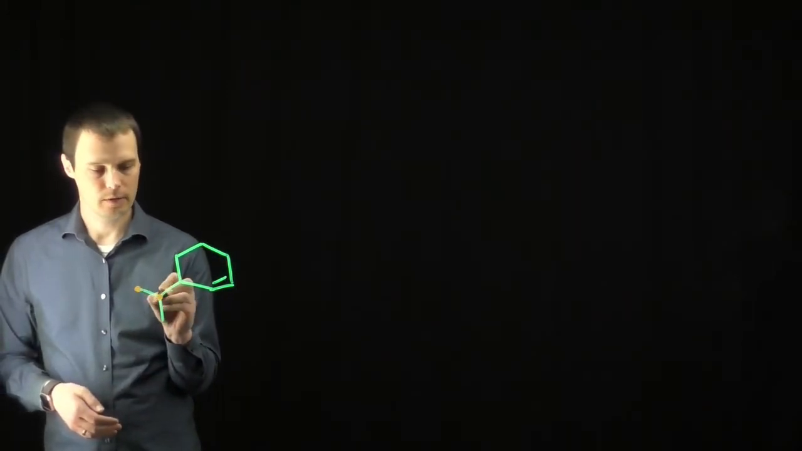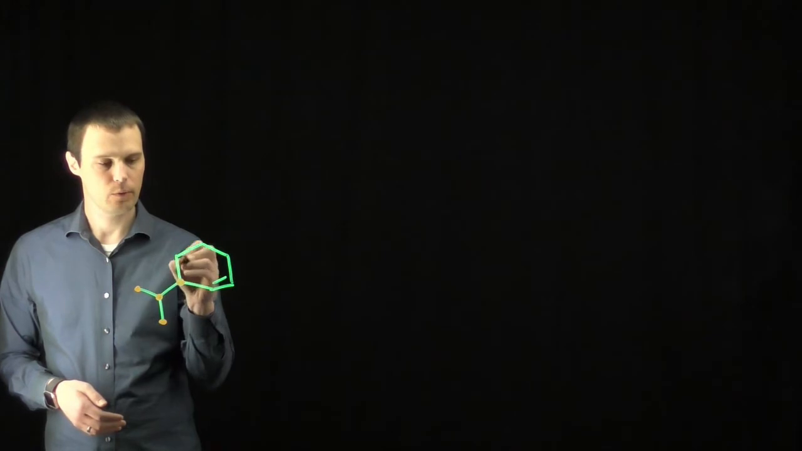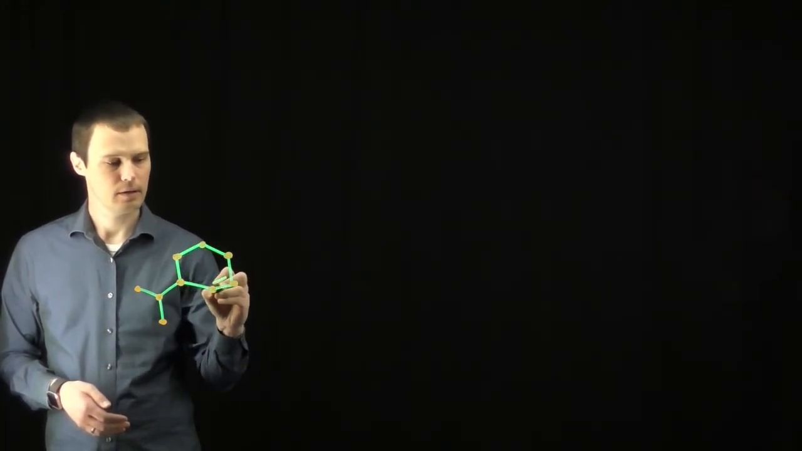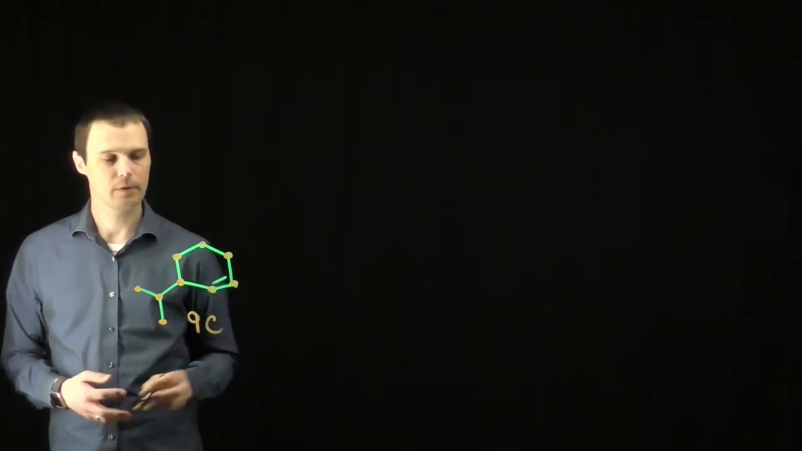Here we have 1, 2, 3, 4, 5, 6, 7, 8, 9 carbons. There are 9 carbons in this structure, and I've labeled them with orange dots. How many hydrogens are there on each carbon? Every carbon makes 4 bonds.